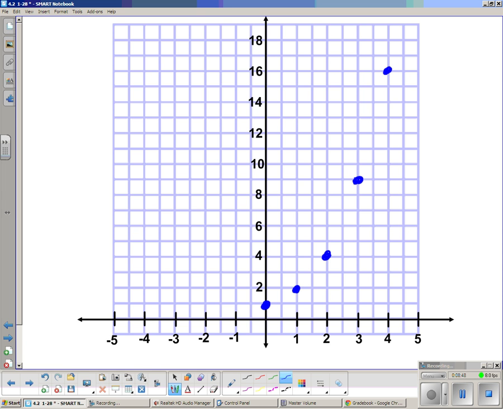And f of 5 was 32, which is going to go off the graph, so I'm not going to plot that one. But now I'll go on to the left for negative 1. Remember, that was the reciprocal of the function at 1, so that was 1/2.